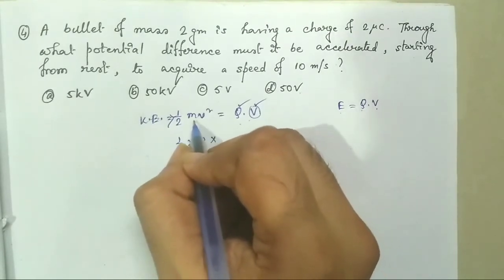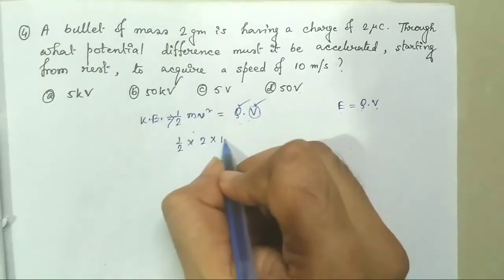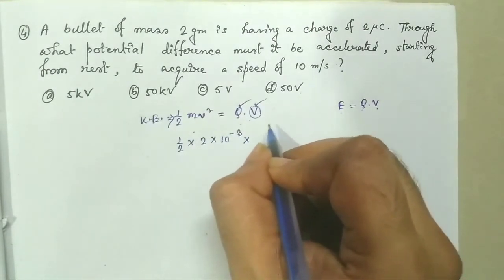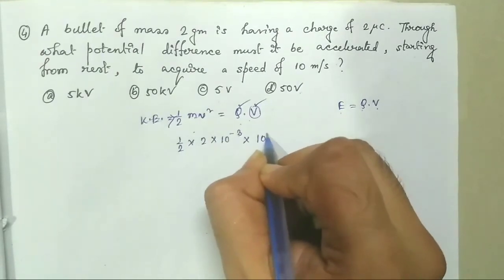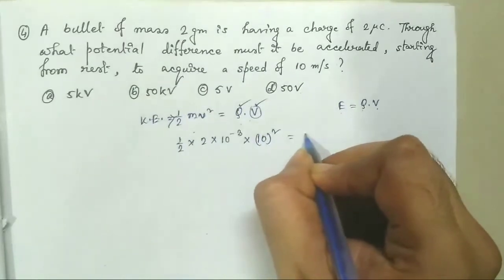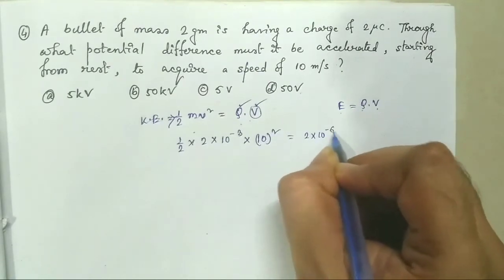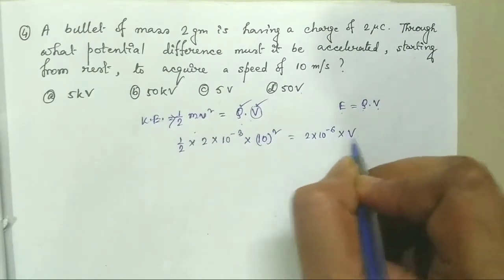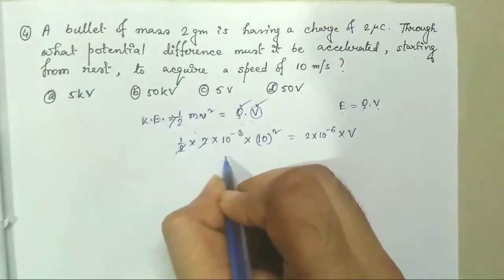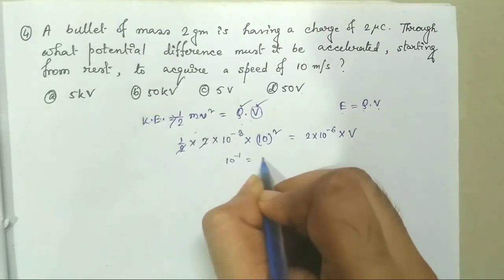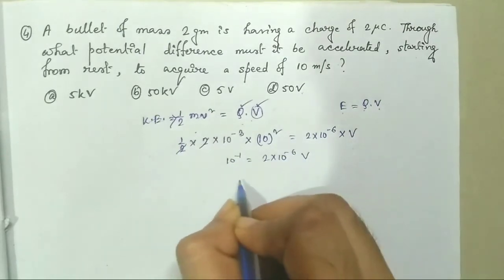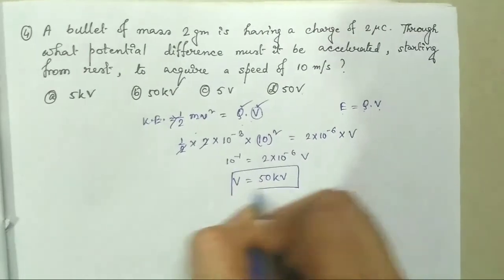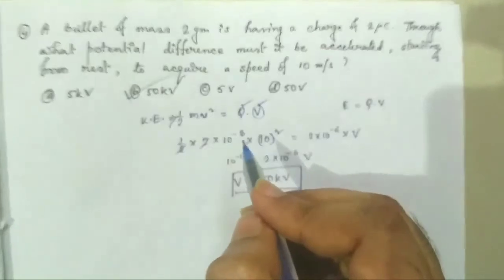Half into the value of m, which is 2 gram, that is 2 into 10 to the power minus 3 kg, into speed squared. What is the velocity? Speed is 10 meter per second, so 10 square will be equal to 2 into 10 to the power minus 6, the charge of the bullet, into the potential difference. So 10 to the power minus 1 equal to 2 into 10 to the power minus 6 into V. So the value of V will be 50 kilovolt. That is option B is the correct answer.